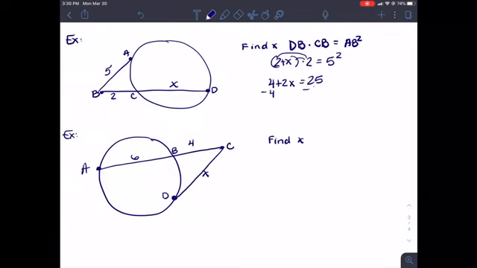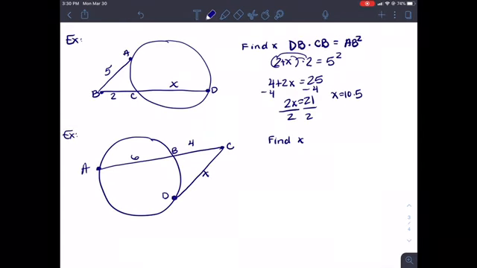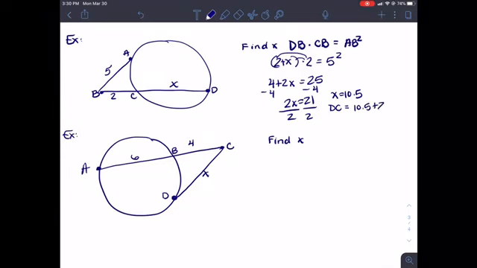Minus 4, 2x equals 21. When you divide by 2, x gives you 10.5. So my value of DC is equal to 10.5 plus 2, which gives me a value of 12.5. That is how you use the secant tangent product theorem for that example.